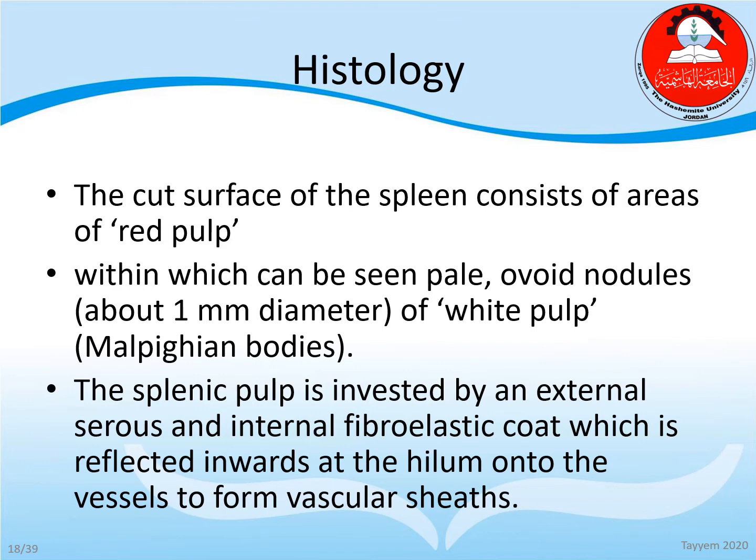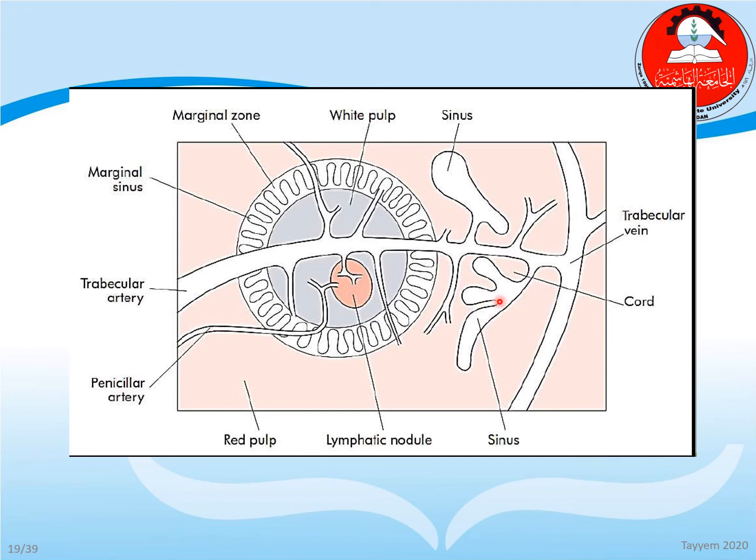The histology of the spleen: the cut surface of the spleen will show you red pulp and white pulp. Within the red pulp, you'll see white circles of 1 millimeter diameter called the white pulp or Malpighian bodies, and the splenic pulp is invested by an external serous and internal fibroelastic coat. And this slide just illustrates the histology of the spleen.